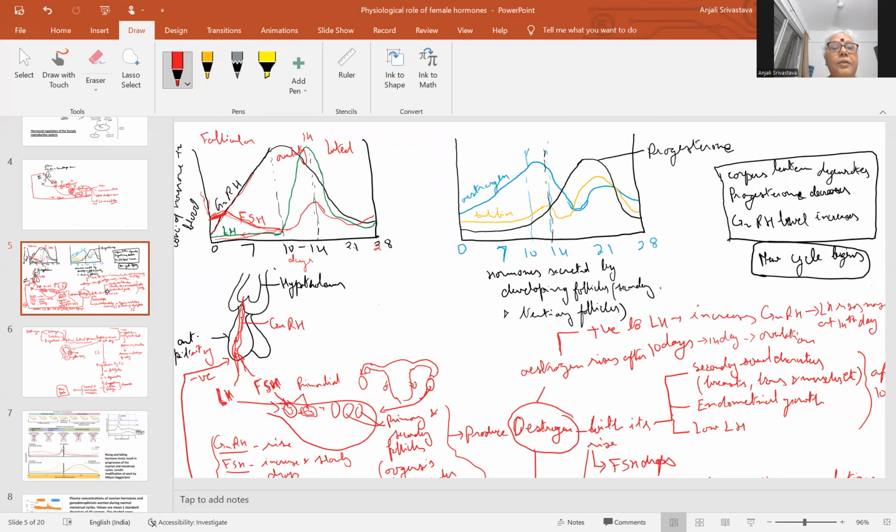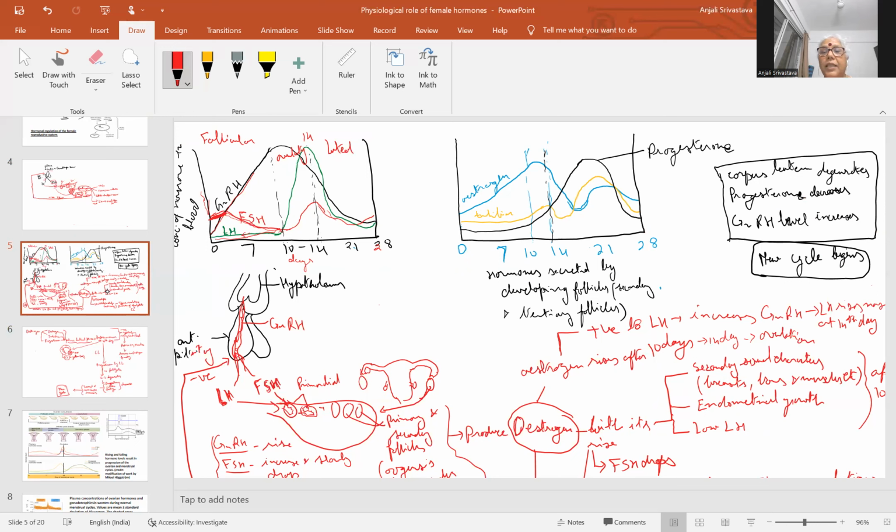That this FSH also comes down when ovulation is under process. Then FSH also increases to some level. Then it comes down, and till the 28th day, it maintains a steady level, and after that, the new cycle is going to begin. So this is the first graph.